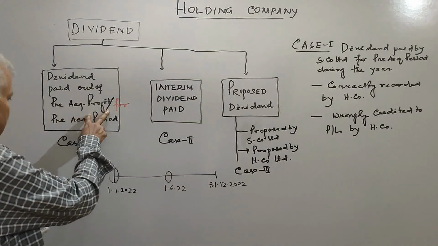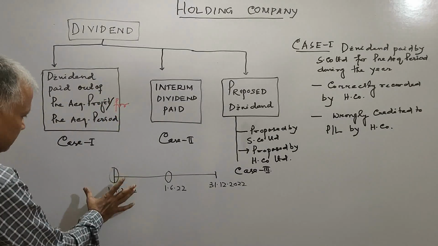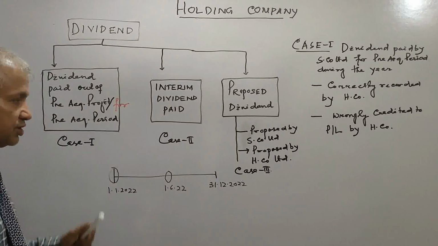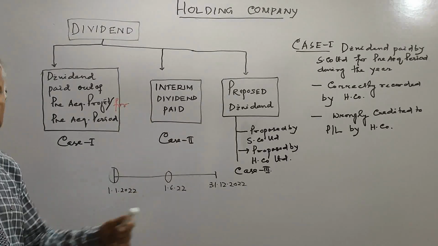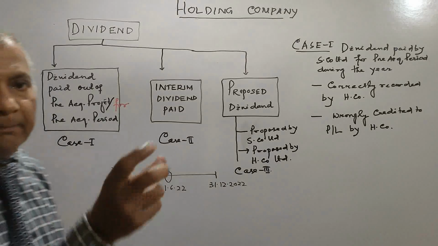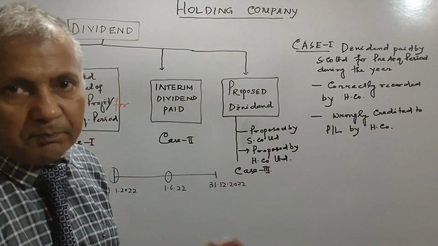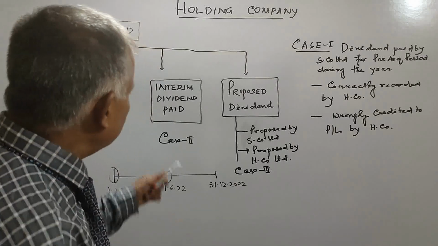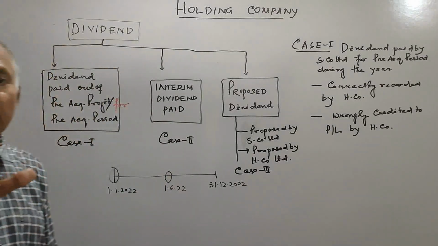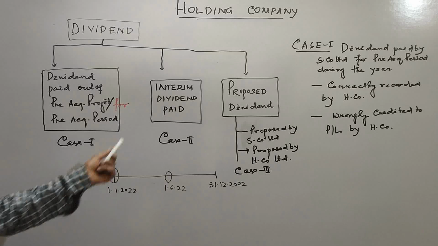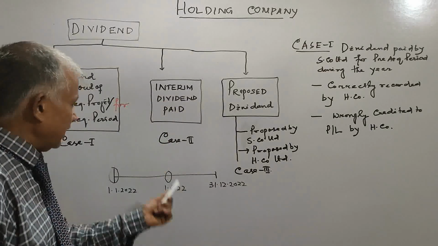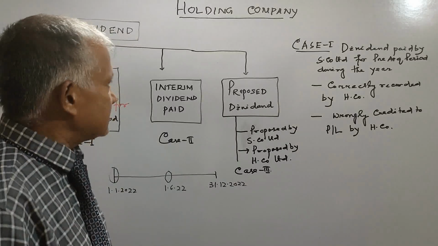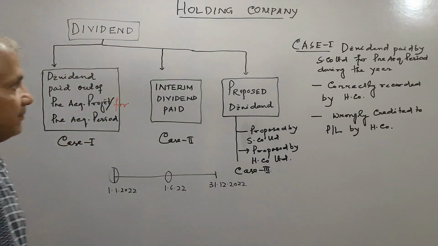So one of the dividends is exclusively for the pre-acquisition period. This interim dividend may be partly pre, partly post, or totally post-acquisition period. That we will see in your adjustment. Proposed dividend we shall discuss in case 3.